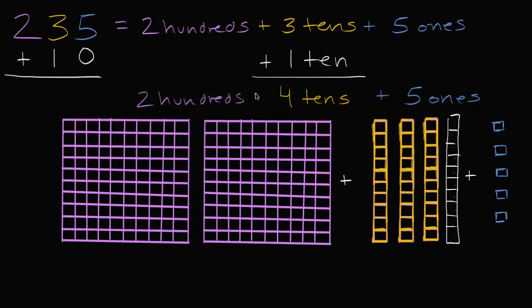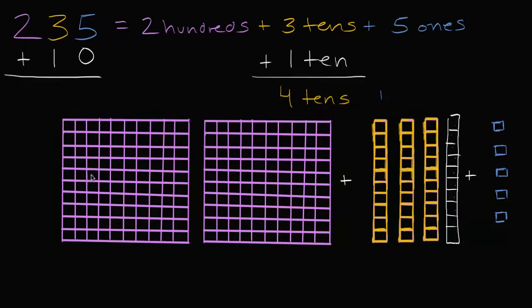So now it's going to be 2 hundreds plus 4 tens plus 5 ones. Well, what's that going to be? 245. Let's do one more. Instead of adding a 10, let's add 100.